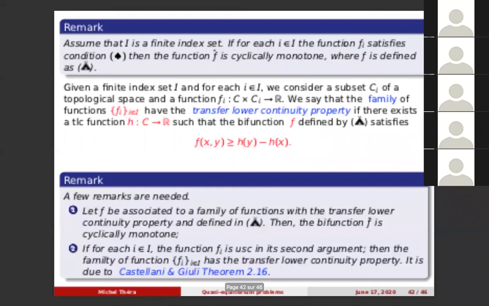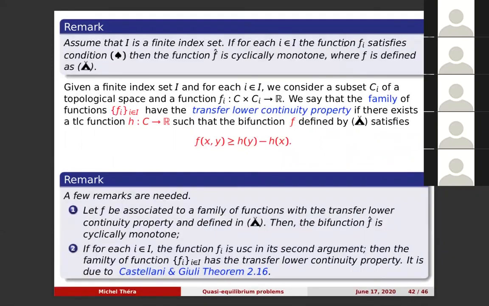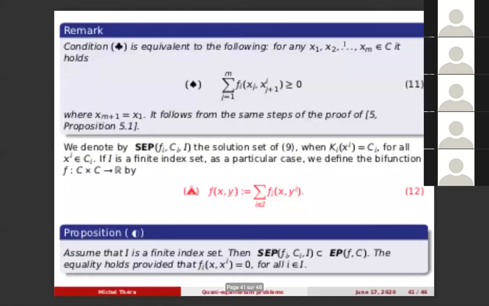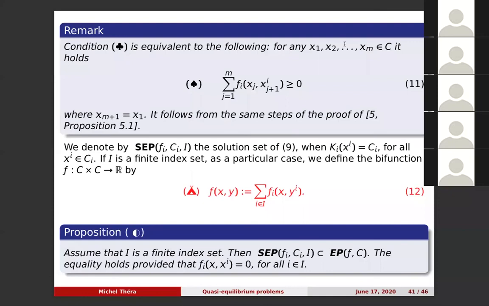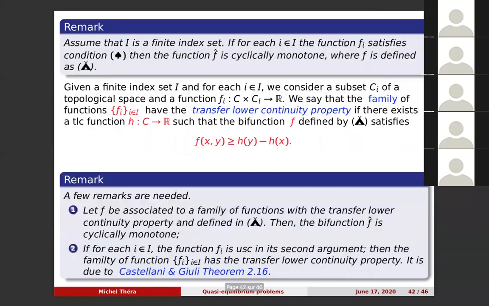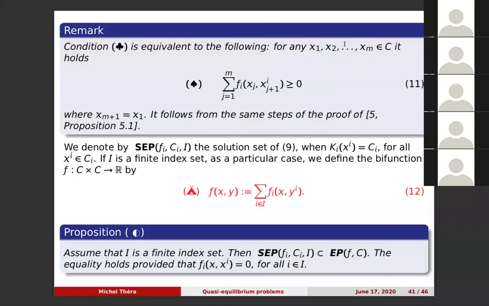given that I is a finite index set, and if for each i the function fi satisfies this condition, I don't know how to say it in English, I speak in French. Then the function f hat is cyclically monotone for this function f defined by this equality.